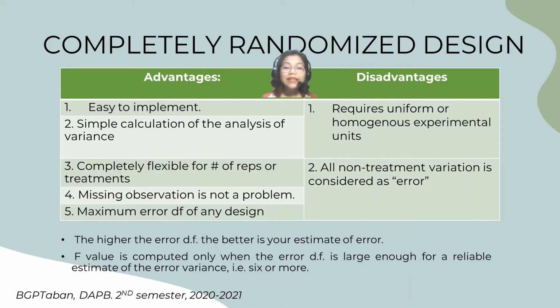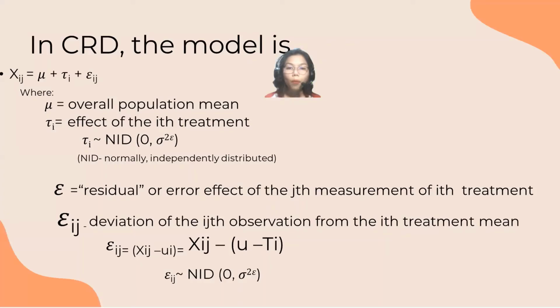So, the higher the error DF, the better is your estimate of the error. And F value is computed only when the error DF is large enough for a reliable estimate of the error variance. So, dapat 6 or more lang. Kung hindi siya 6 or more, yung error DF, then it's not good, hindi siya pwede for CRD. Parang ma-invalidate lang din yung ANOVA mo. Okay, let me repeat. F value is computed only when the error DF is large enough. It should be 6 or more than that.